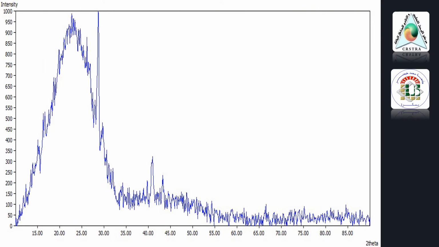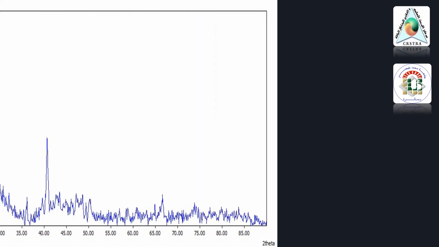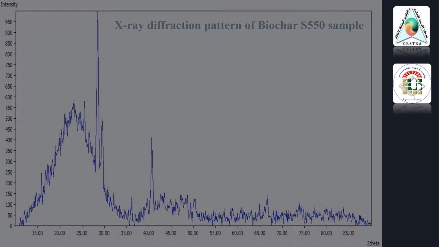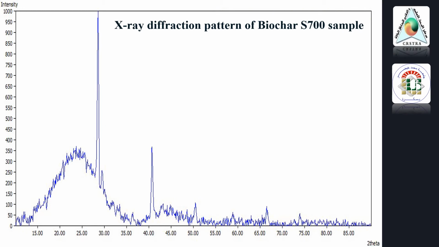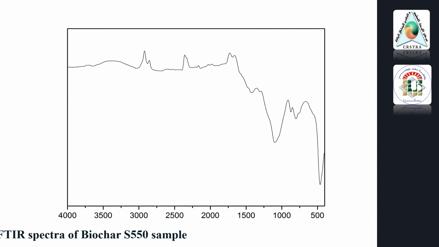The physical and chemical properties of biochar contribute to its function as a tool for managing the environment. First, we will start with the XRD diffractions. The XRD diffraction pattern of biochar as 400 sample. The XRD diffraction pattern of biochar as 550 sample. And finally, the X-ray diffraction pattern of biochar as 700 sample.